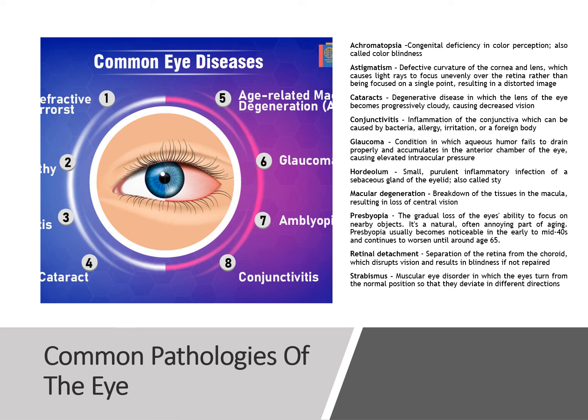Retinal detachment. This is the separation of the retina from the choroid, which disrupts vision and results in blindness if not repaired. And strabismus. This is the muscular eye disorder in which the eyes turn from the normal position so that they deviate in different directions.